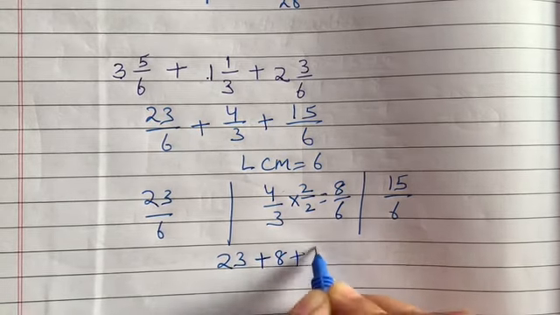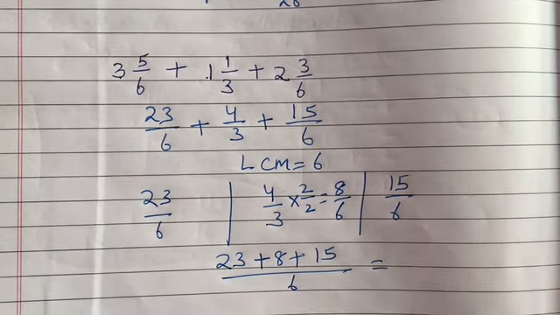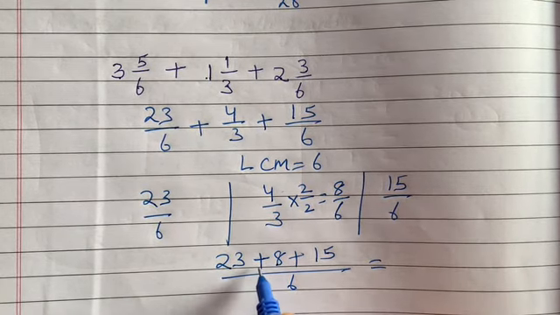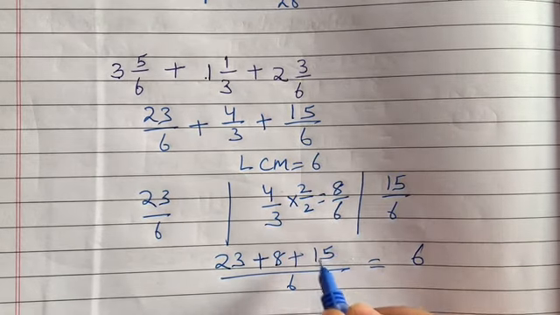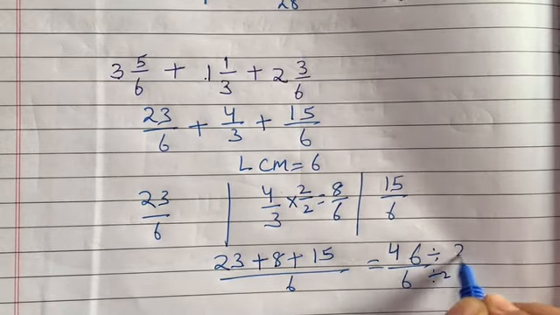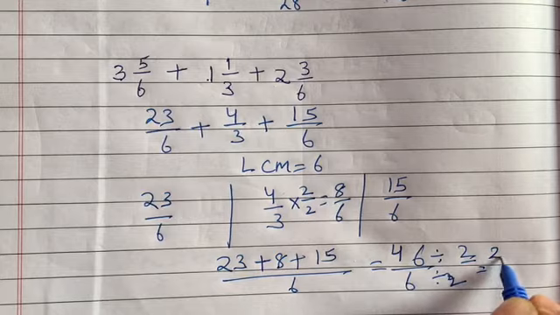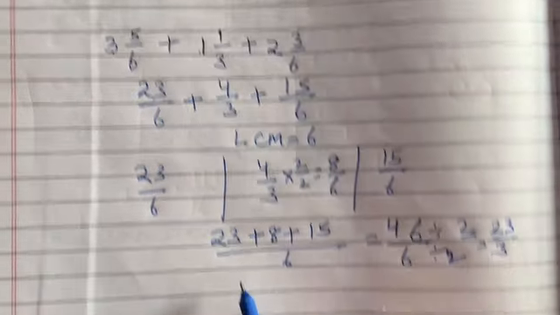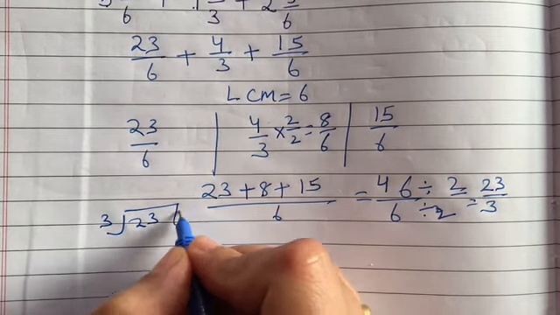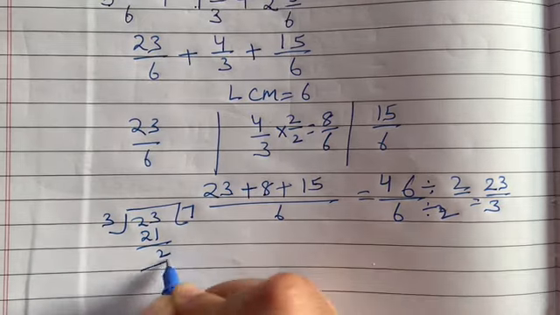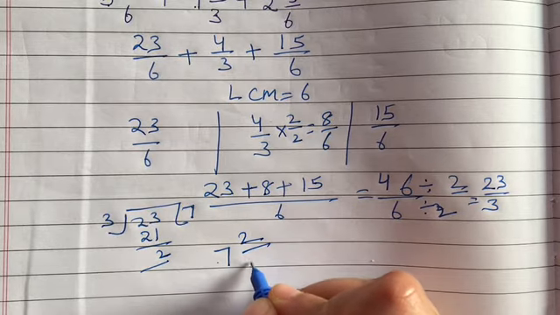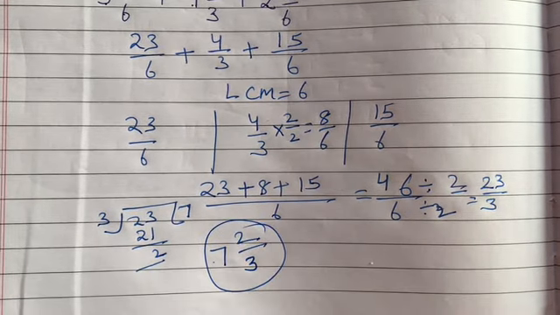Now easily we can add them. 23 plus 8 plus 15 by 6. So add them. 8 plus 5 13, 13 plus 3 16, 1. So it is 46 upon 6. You can divide numerator and denominator by 2. So it is 23 upon 3. Now you can easily convert it into mixed fraction. 23 by 3, 3 7 ja 21, 2. So the answer will be 7 quotient, then remainder upon divisor. So this will be the answer of this fraction.